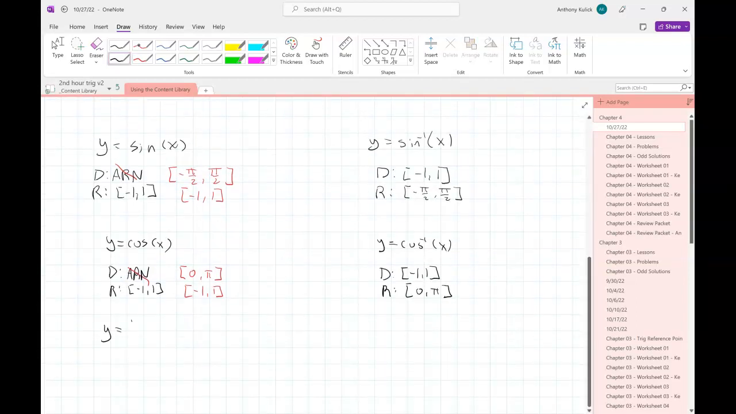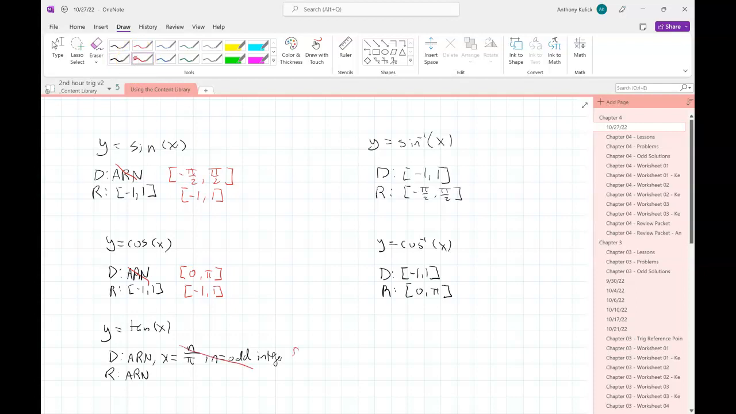And we can do the same thing for tangent. Is my eraser not working on that pen?